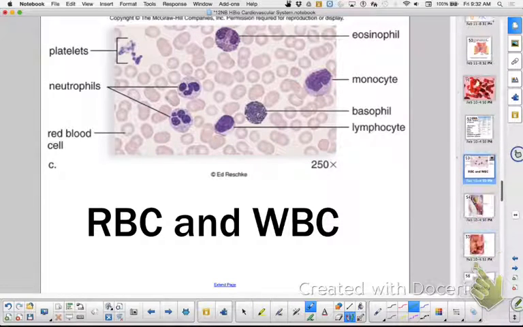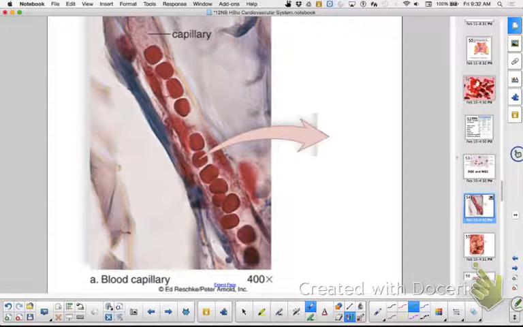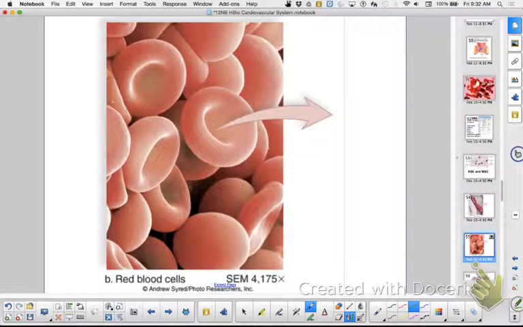All right. And then if we look here at a capillary, think for a minute. If I'm in a capillary, what pressure is saying things go out? Hydrostatic. What's saying come in? Osmotic pressure. If we take one of these red blood cells and blow it up, we can see it here.